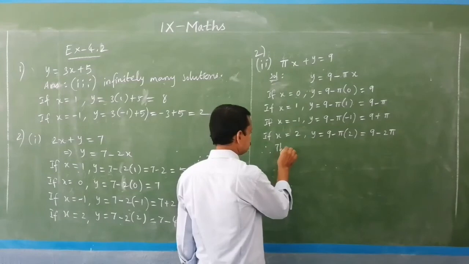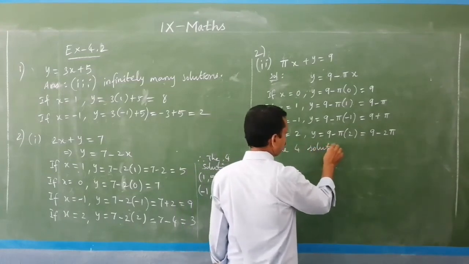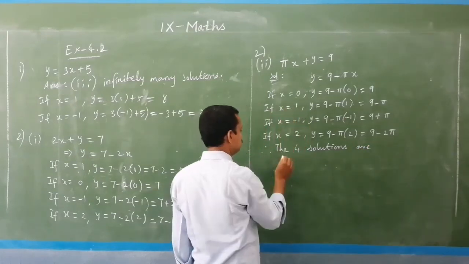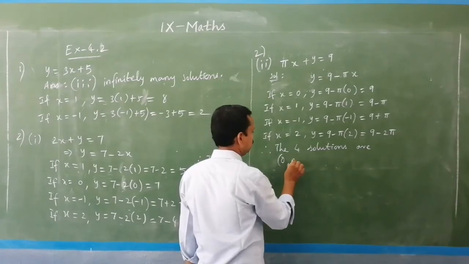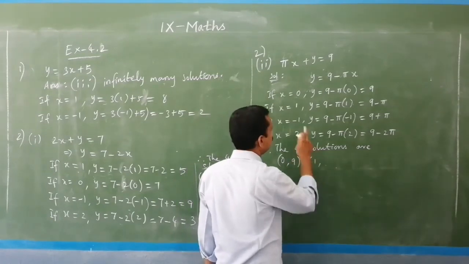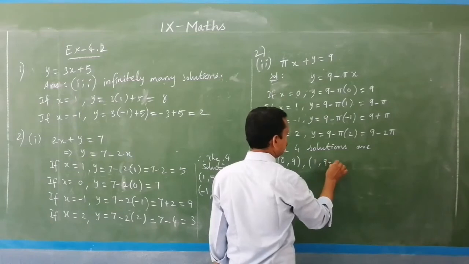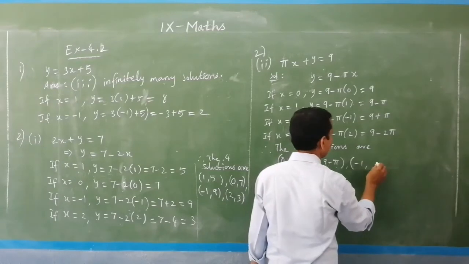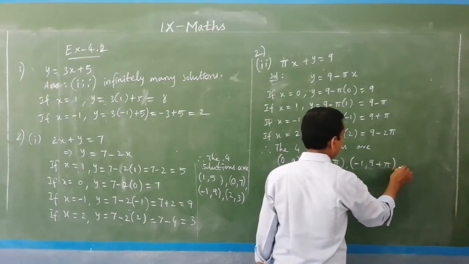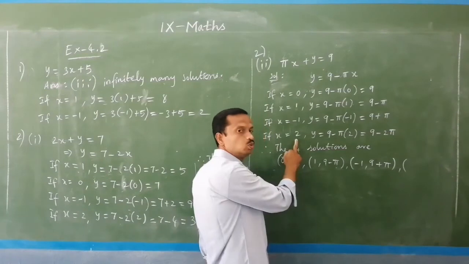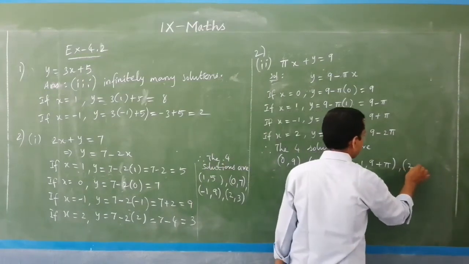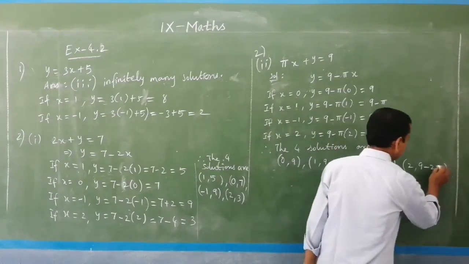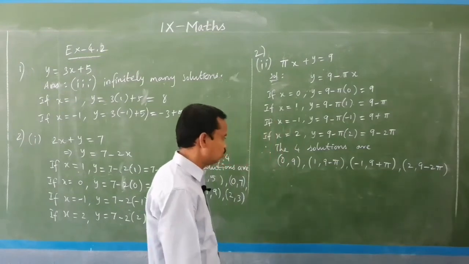Therefore, what are they? x 0 and y is 9, and if x is 1, then y is 9 minus pi, and if x is minus 1, then y is 9 plus pi, and the last one, if x is 2, then y is 9 minus 2 pi. So, that is all. So, these are the solutions. They are asking only 4.